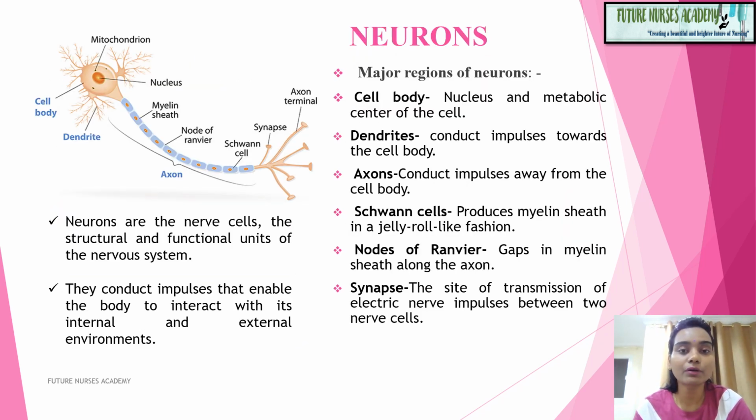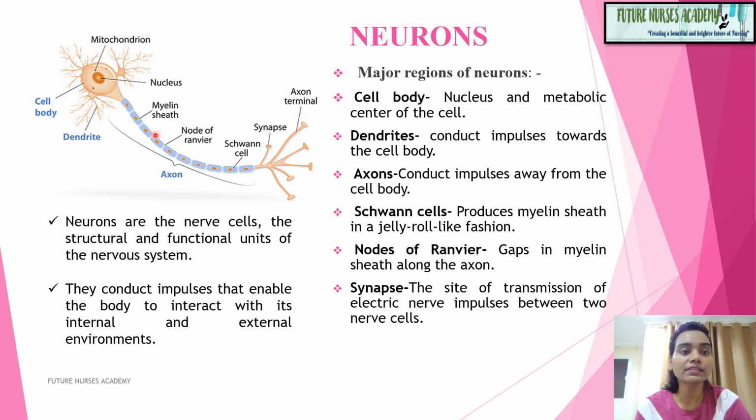Now we're going to learn about the structure and function of the neuron. First of all, we should know what a neuron is. Neurons are single nerve cells, or you can say they are the functional and structural unit of the nervous system. If somebody asks what the smallest unit of the nervous system is, the answer is the neuron. They conduct impulses, enabling the body to interact with its internal and external environment. Our body communicates with the external environment and internally with the help of neurons only.